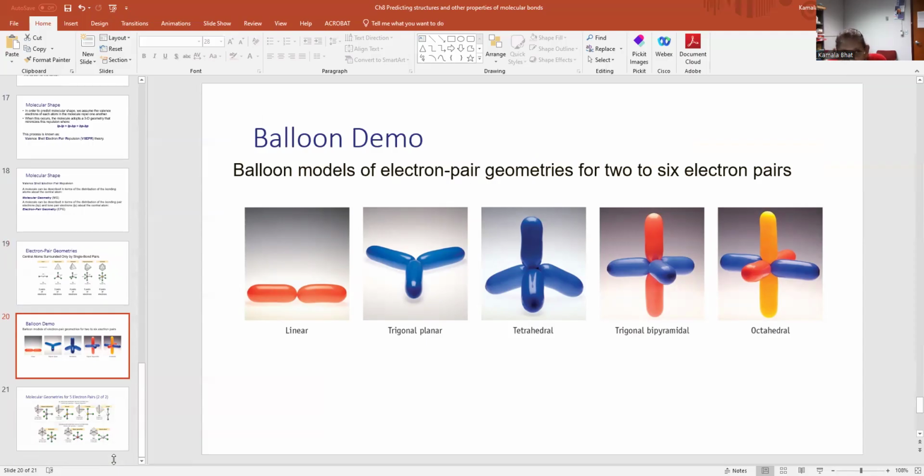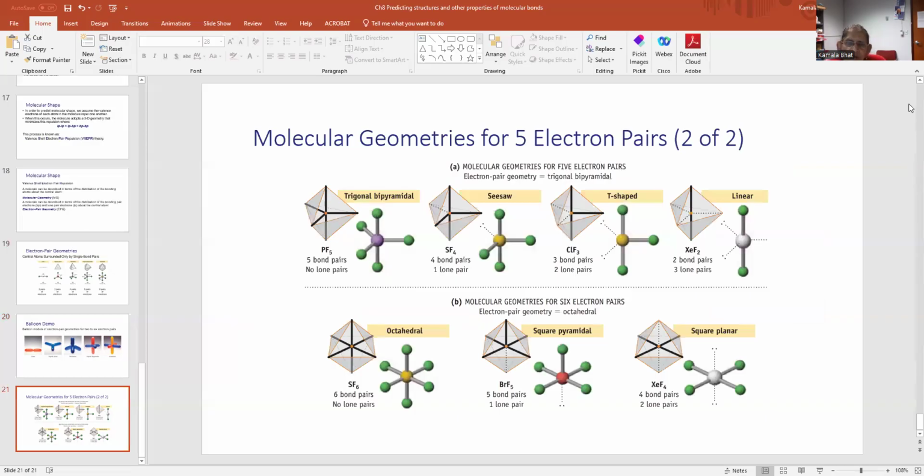And if you want to better understand, you can see the balloon models. Linear is 2, trigonal planar is 3, tetrahedral is 4, trigonal bipyramidal is 5, and octahedral is 6. And the different other shapes are shown over here. You can see, depending upon the number of lone pair electrons, the electron pair geometry remains the same, but the molecular geometry changes depending upon the number of atoms attached to the central atom.